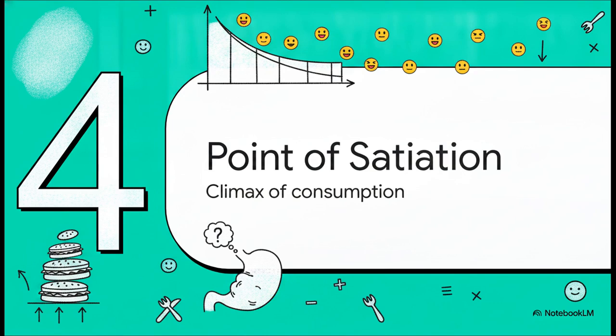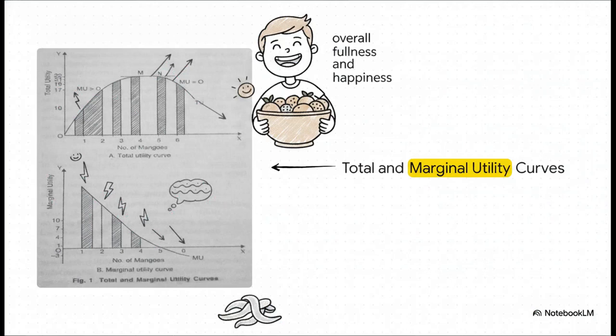Section 4. The point of satiation. The climax of consumption. And this brilliantly illustrates the absolute climax of our eating experience. Notice how the top curve, the total utility curve, rises rapidly at first, and then it starts to flatten out at the top of the hill. At the exact same time, the bottom curve, our marginal utility, starts high and slopes straight downward toward the zero line.